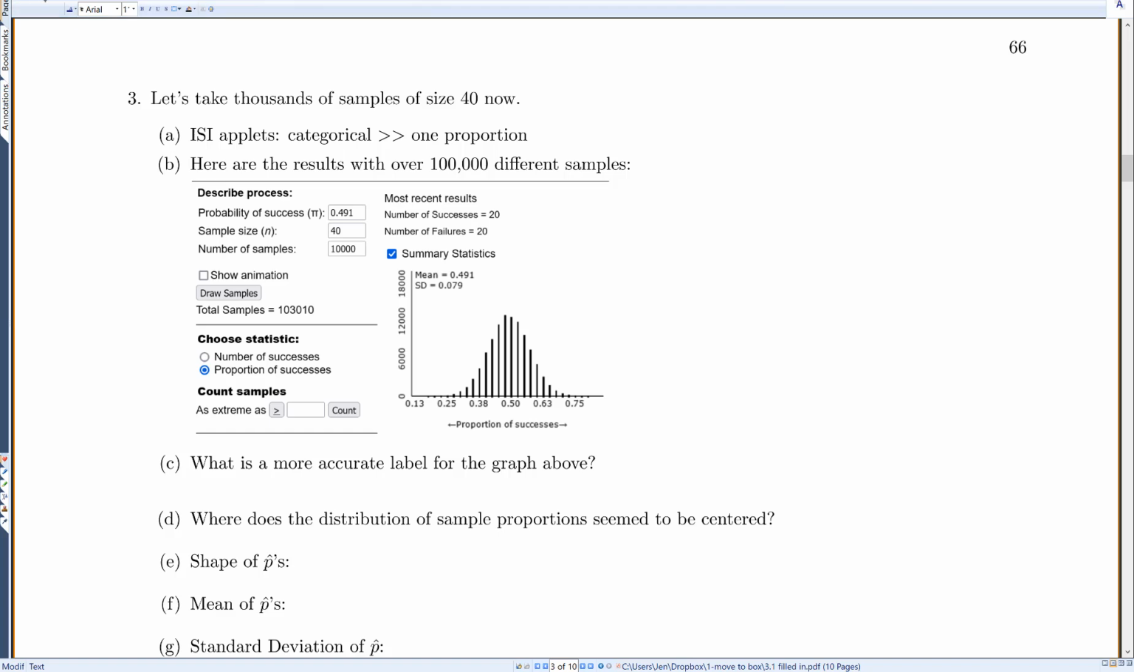Now, looking at this label, it should really say the proportion of successes in all the different samples. Each one of these individual dots, there's 10,000 dots so you can't see the dots anymore, but each of these little dots would represent a different sample. So it's the sample proportion in the different samples. Okay, let's see, where does that distribution seem to be centered? If I was going to guess where it's centered, I'd probably say about right here-ish.